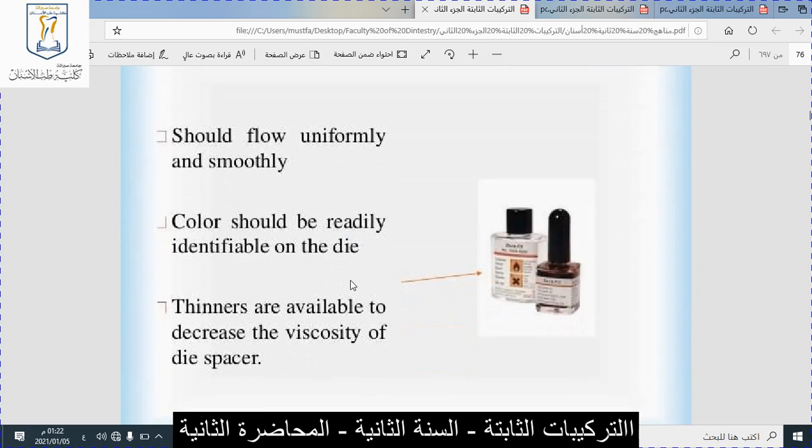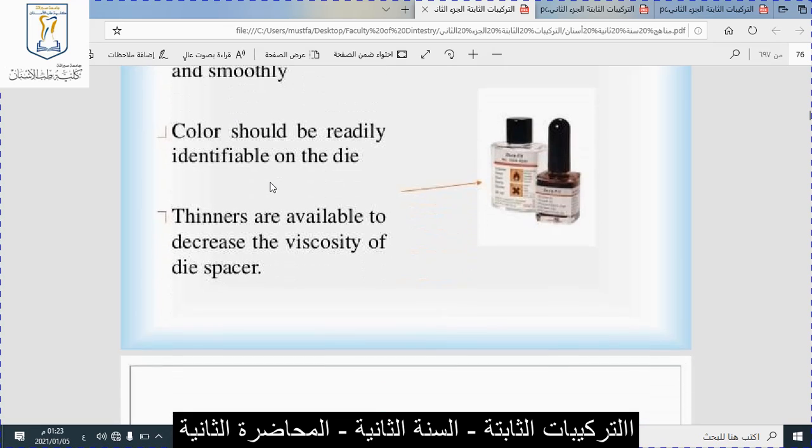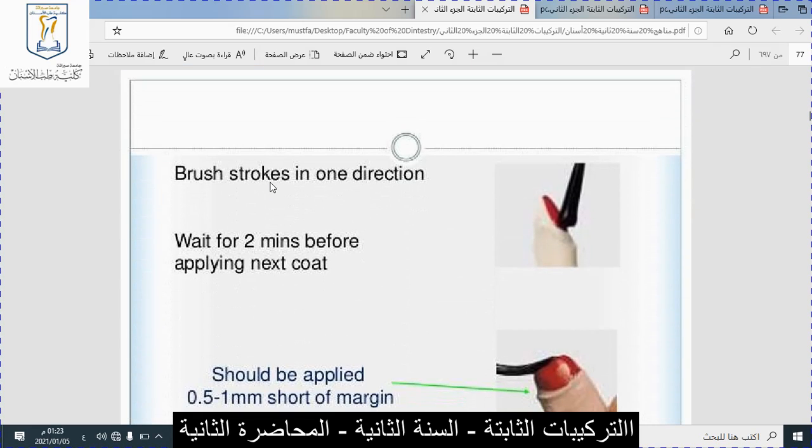Should flow uniformly and smoothly. Color should be readily identified on the die. So the spacer can flow uniformly and smoothly, and it should be easily identified on the die. Thickness, or decrease the viscosities. Brush stroke in one direction.